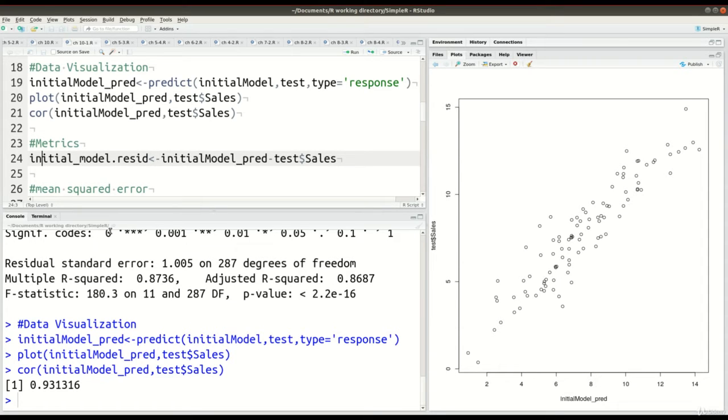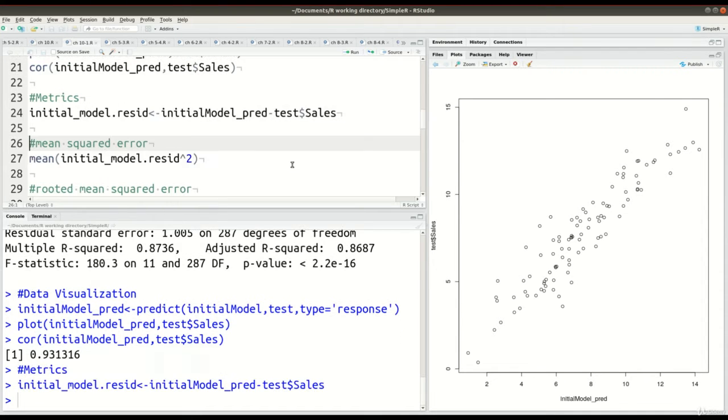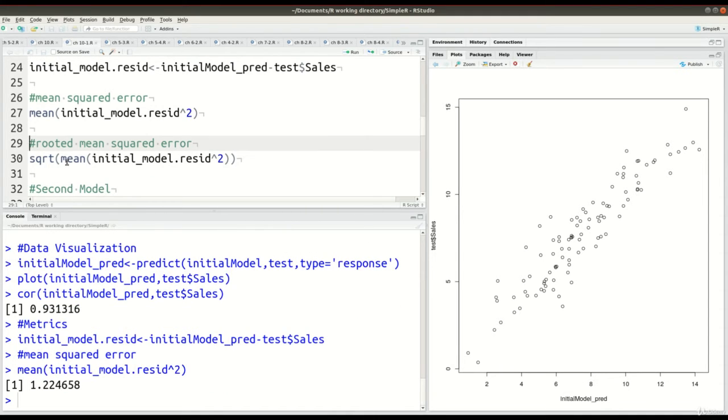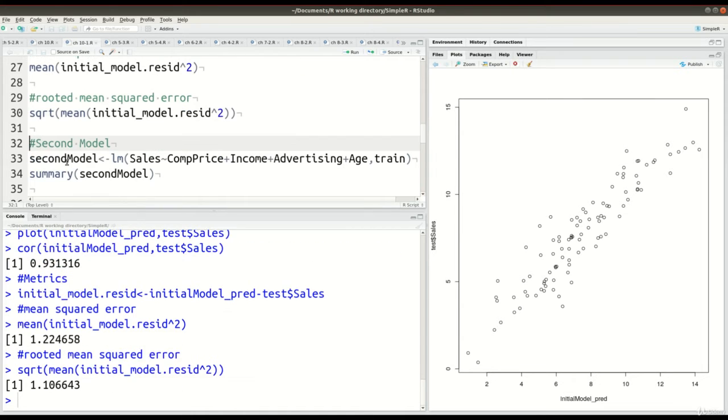So having said that, we can also calculate other metrics. What we're doing here in line 24 is taking the difference between the predicted values minus the test sales, and we're going to get the residuals. The residual is always the difference between the predicted values and the actual values, that distance between them. So we do that, and now we can calculate other things like the mean squared error. So again, 1.22. This value is only valuable when it is compared to something else, which we will do in a second. So having said that, we can do the square rooted mean squared error. That's another metric where you just square root it and you get 1.1. Again, these values are only useful when they're compared to something else.